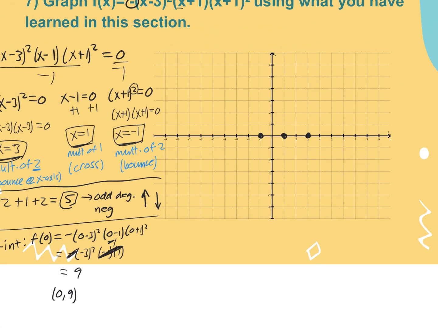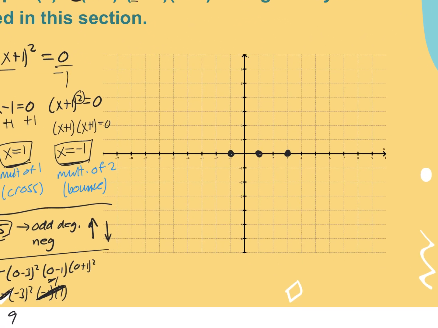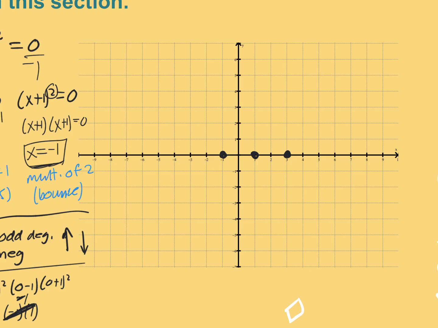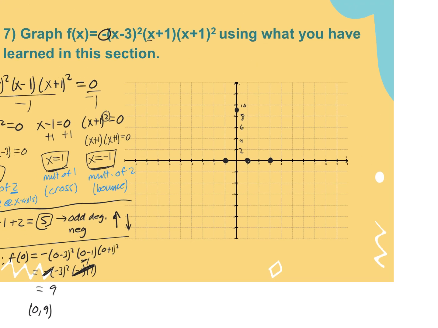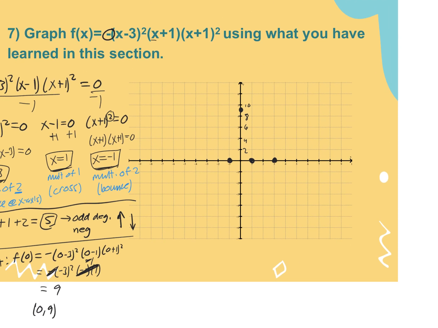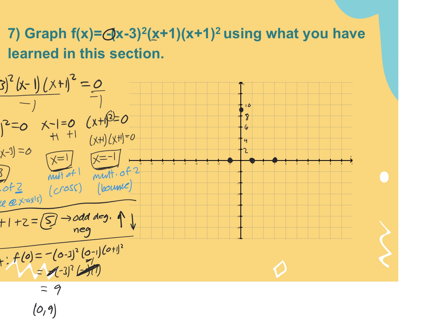And then I'll graph these by, I'll probably do by 2's again. So 2, 4, 6, 8, 10, and then I'm going to have a y-intercept right there. And I'm going to use my end behaviors, my intercepts, and my multiplicities to sketch the graph of this function.